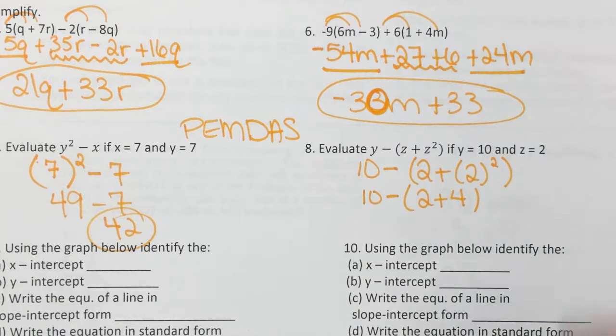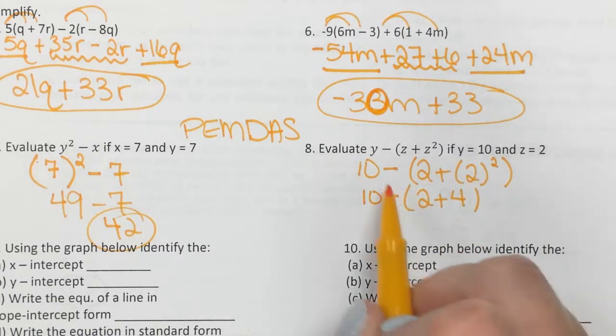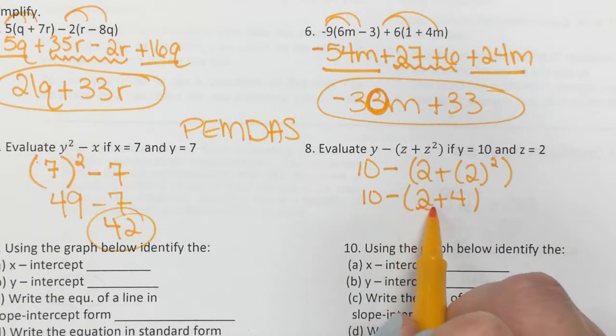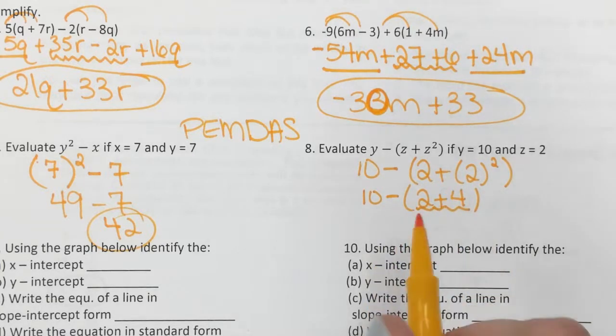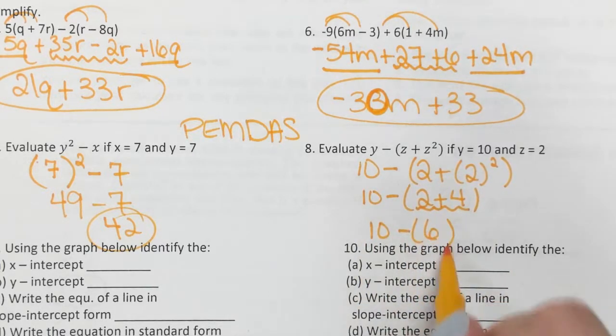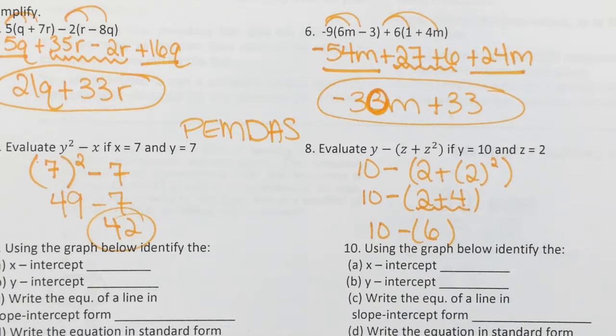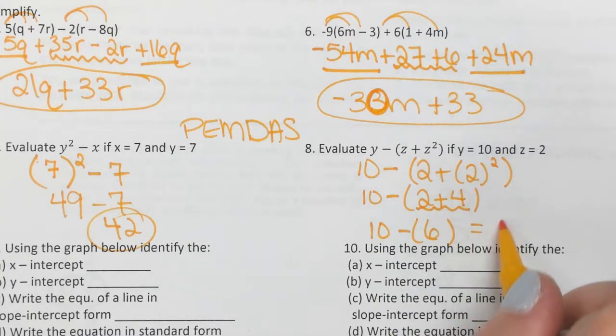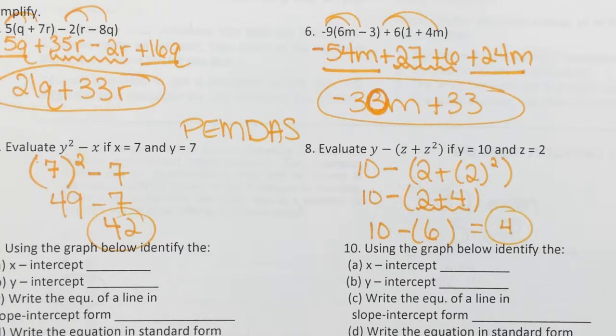All right, same thing. We're not going to multiply. We're not going to distribute. We're going to do our parentheses, which is how much? 6. Then you can subtract. It's the very last thing you do is subtract. And you get 4. Now, okay?